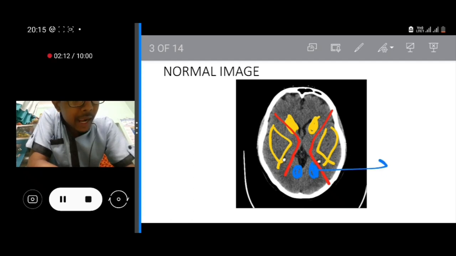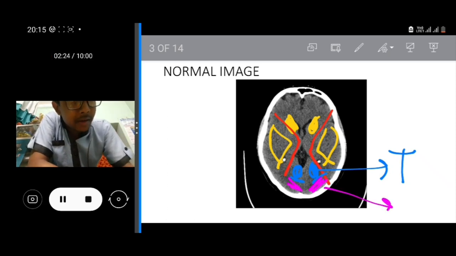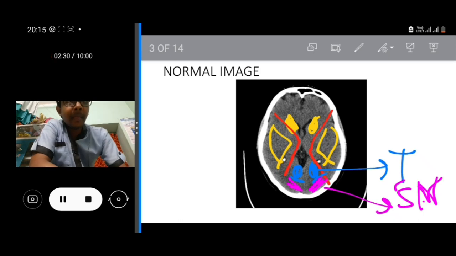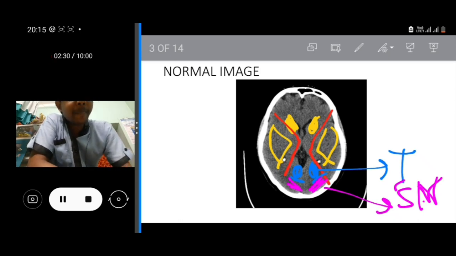Okay. Here, there is the thalamus. Thalamus. Okay. Behind the thalamus, there is the subthalamic nucleus, and behind that there is the substantia nigra. Substantia nigra. Okay, now this is over. Now we will move on to the next slide.